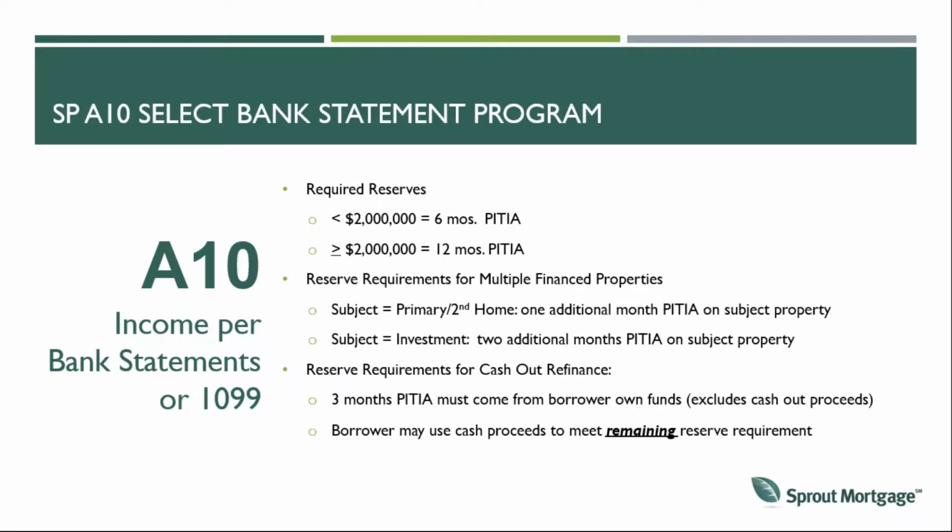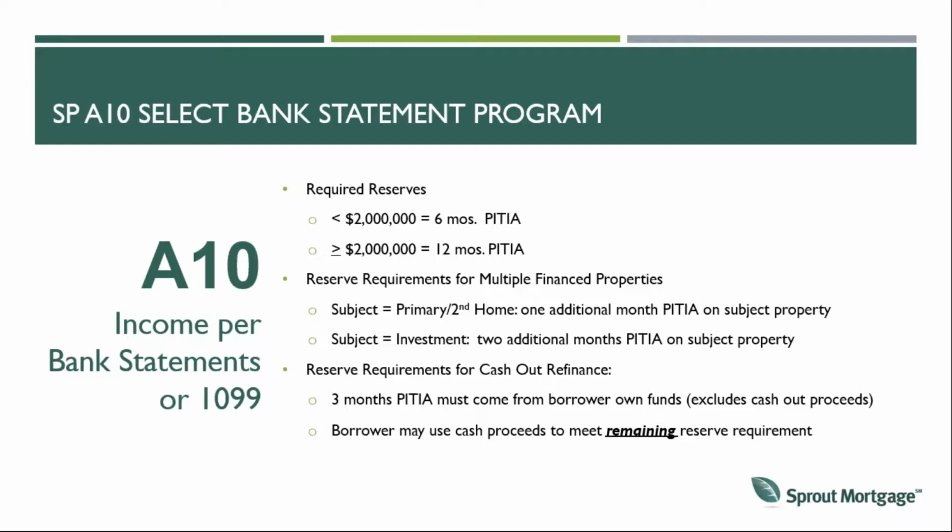Required reserves. If the loan amount is less than $2 million, we're going to require 6 months of PITIA. If it's over $2 million, we'll require 12 months. Reserve requirements for multiple financed properties. We mentioned this a little bit earlier in the presentation. If the subject is a primary or a second home, 1 additional month is required for each financed property. If the subject is investment, we're going to require 2 months.